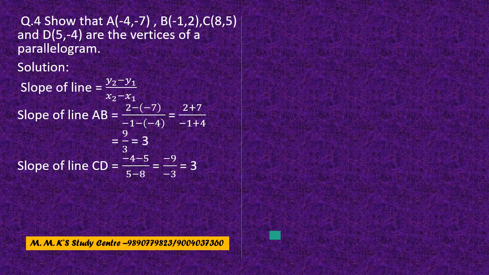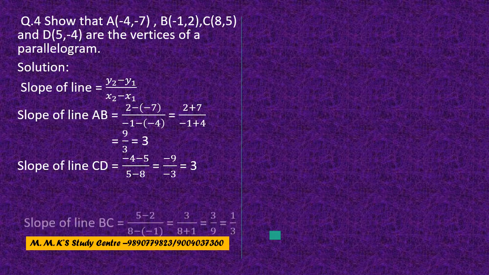Now we will find out the slope of line CD. Here C is x1, y1 and D is x2, y2. Same formula we will use, the slope of line formula. So minus 4 minus 5 upon 5 minus 8. Minus minus plus, so add 4 and 5 you will get 9, whereas the sign of the bigger term is minus, so you will get minus 9 at the numerator. Denominator 5 minus 8 you will get minus 3 because 8 is the bigger term. Minus minus will get plus. 9 by 3 you will get 3. So slope of line CD is 3.